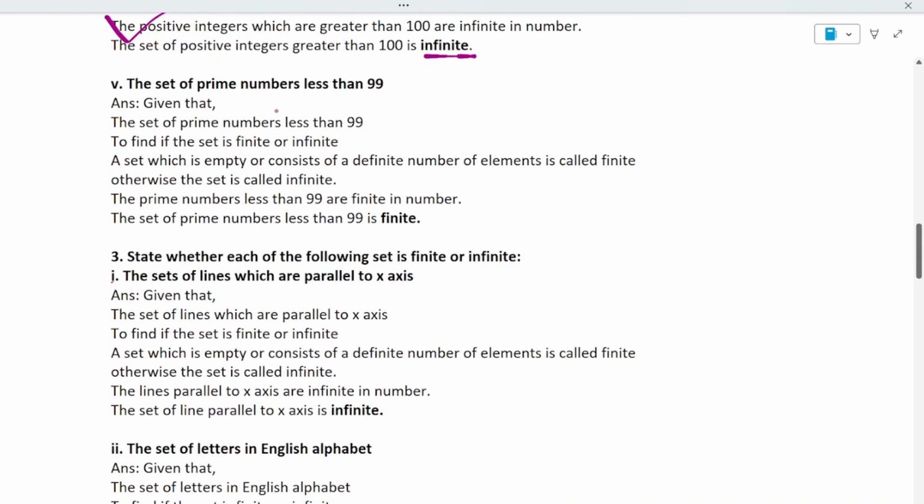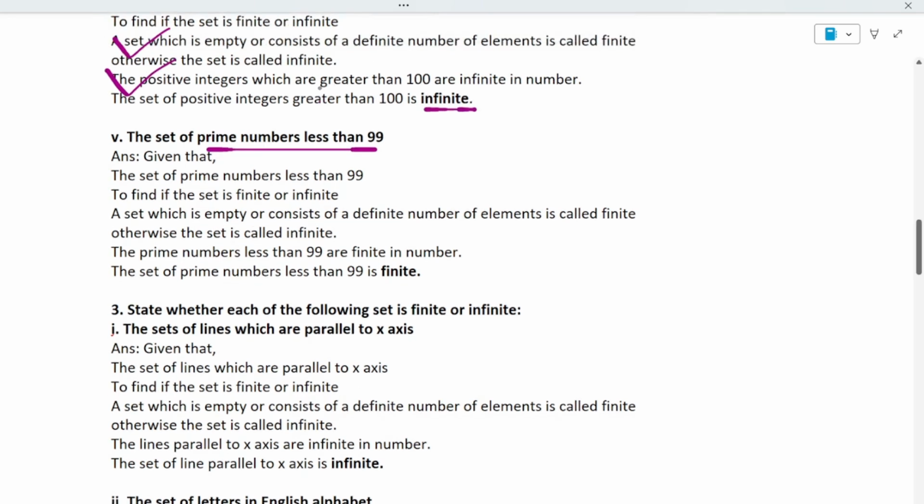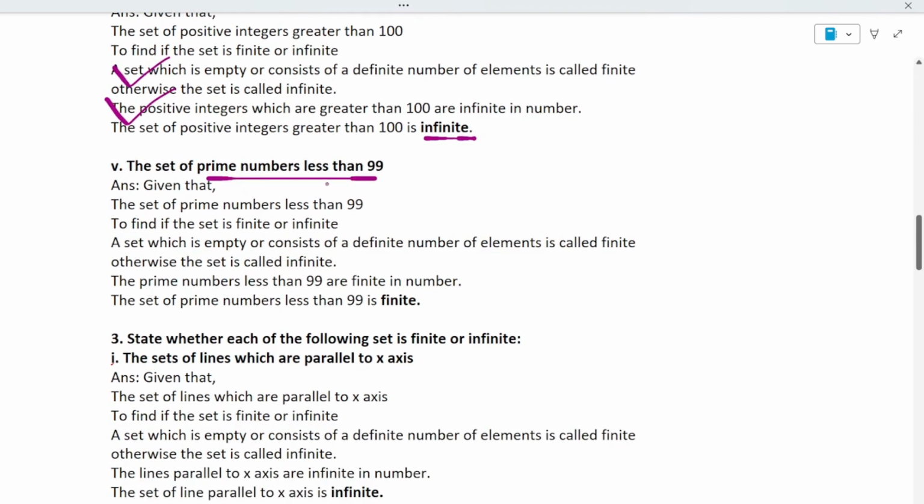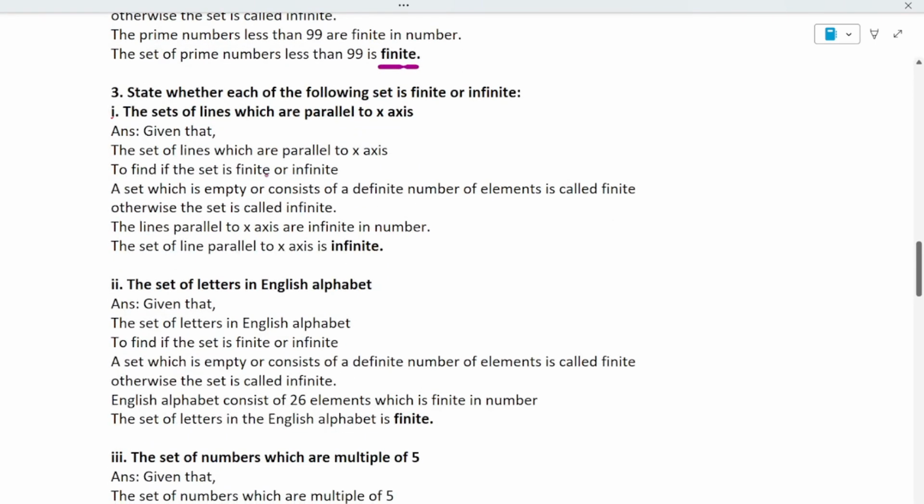Now they have given the set of prime numbers less than 99. See here they have mentioned a condition, less than or equal to or something like that. They have mentioned where it should end. But in the previous one they mentioned only greater than 100, and they have not mentioned the end point. Here you can say what the prime numbers are: 2, 3, 5 and so on. Prime numbers are nothing but numbers divisible by only itself and 1. Next, it is finite. You can say how many prime numbers there are by writing all the prime numbers and counting them. Those are the second type of questions which we saw.